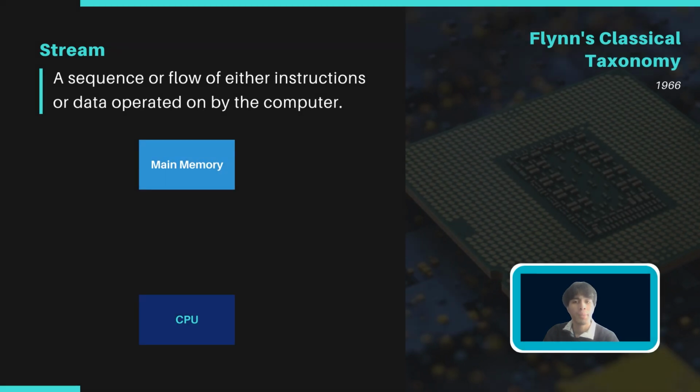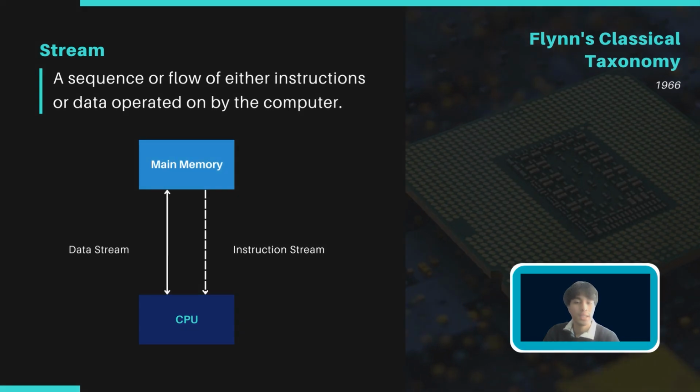In the complete cycle of instruction execution, a flow of instructions from main memory to the CPU is established. This flow of instructions is called the instruction stream. Similarly, there is a flow of operands between processor and memory bidirectionally. This flow of operands is called the data stream, and these two types of stream are shown in this figure. Now let's explore the four classifications defined by Flynn.